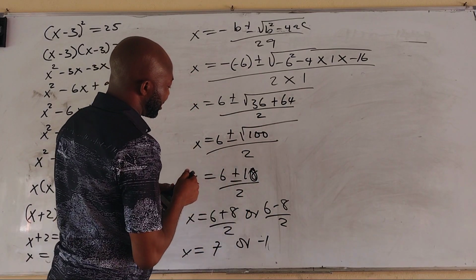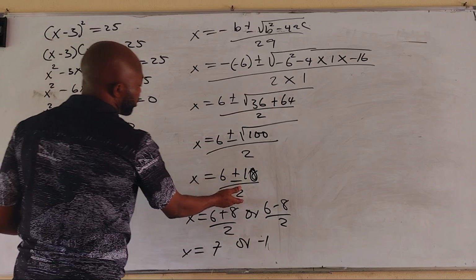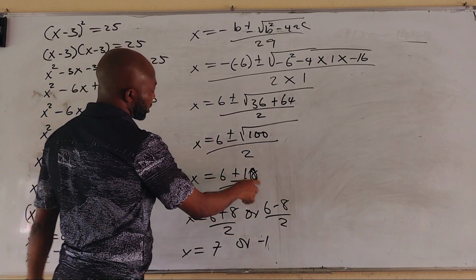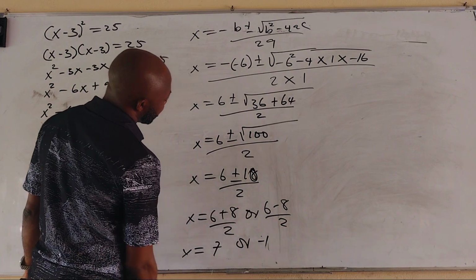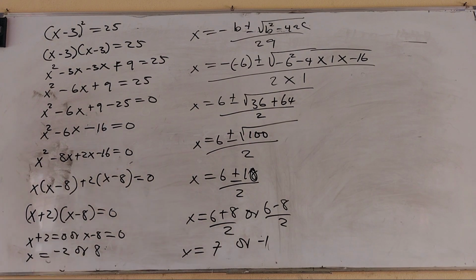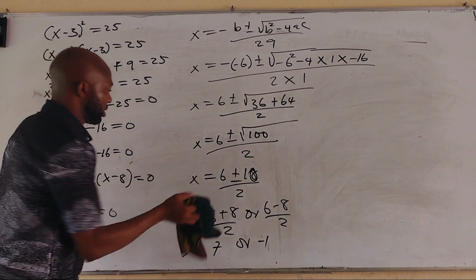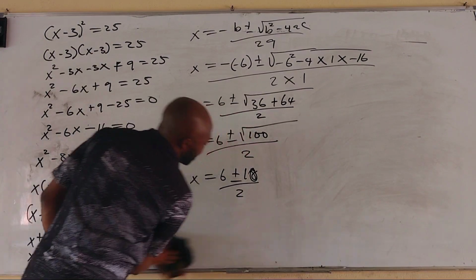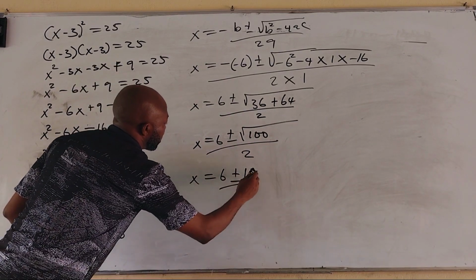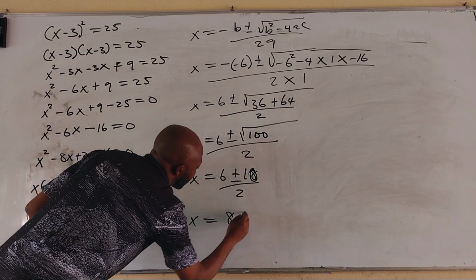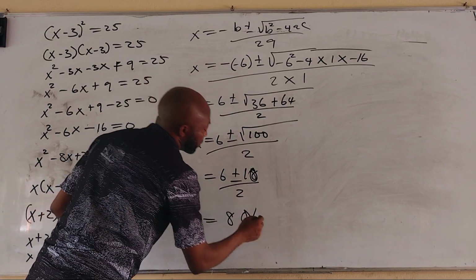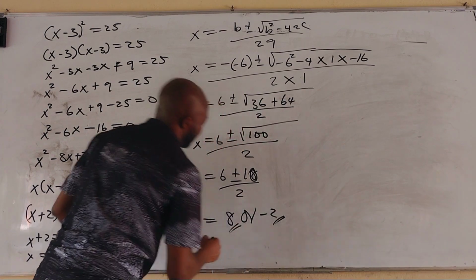6 plus 10 is 16. 16 divided by 2 is 8. Or 6 minus 10 is minus 4. Minus 4 divided by 2 is minus 2. So the mistake was mine. So x is the same. 6 plus 10 is 16 divided by 2 is 8, or 6 minus 10 is minus 4 divided by 2 is minus 2. That's perfect.